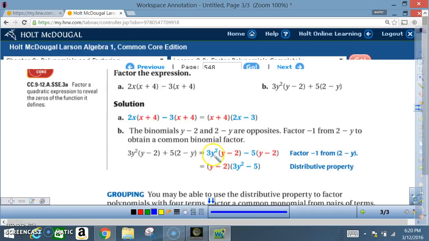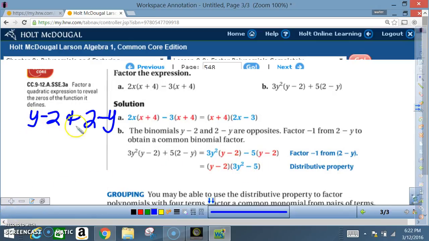And you're left with 3y squared. Here, you've got a negative 5 times (y minus 2), divided by y minus 2 because that's what you're factoring out. So this and this would cancel and you're left with negative 5. So your final answer is (y minus 2) times (3y squared minus 5).